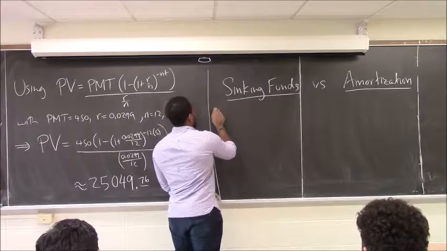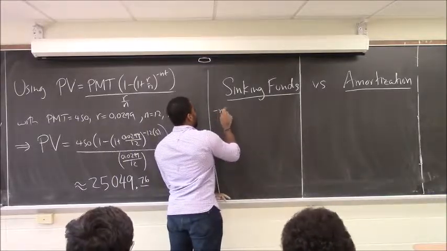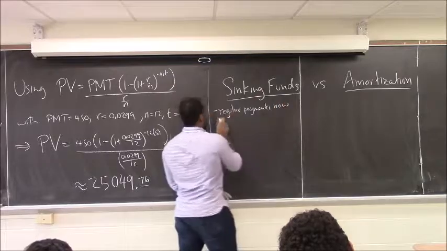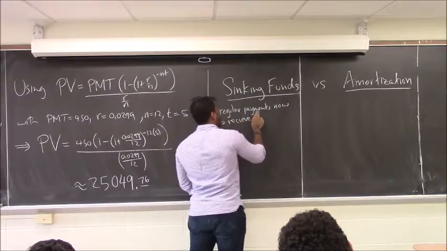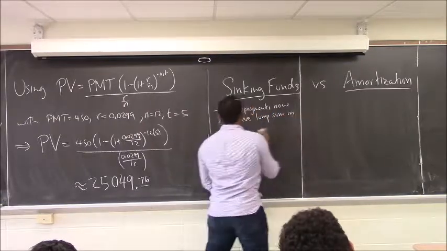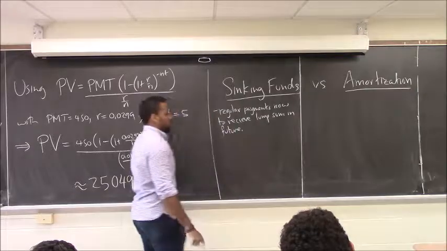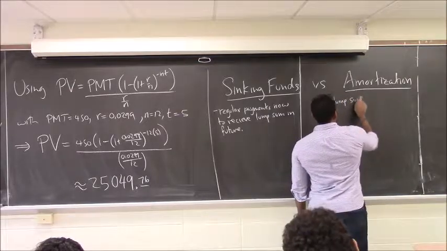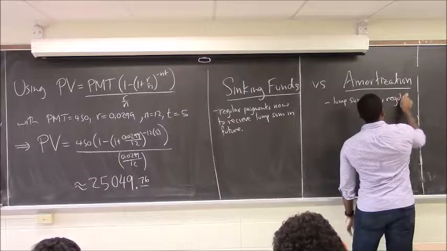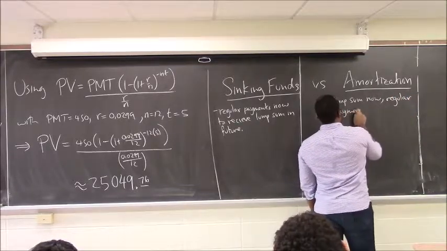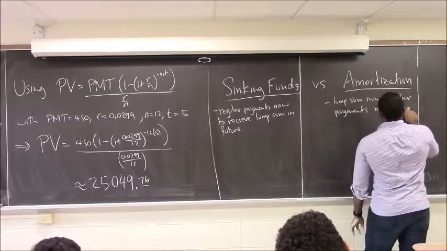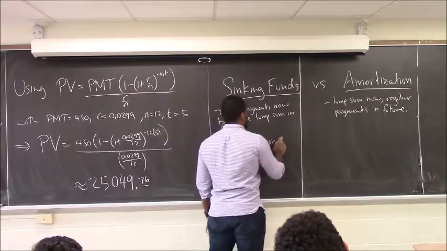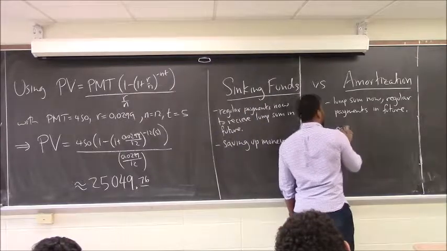So sinking funds. This means you're making regular payments now to receive a lump sum in the future. Versus amortization, where usually there's a lump sum now and regular payments in the future. Sinking funds usually happen when you're saving up money for some future goal. Amortization is when you're paying down debt.